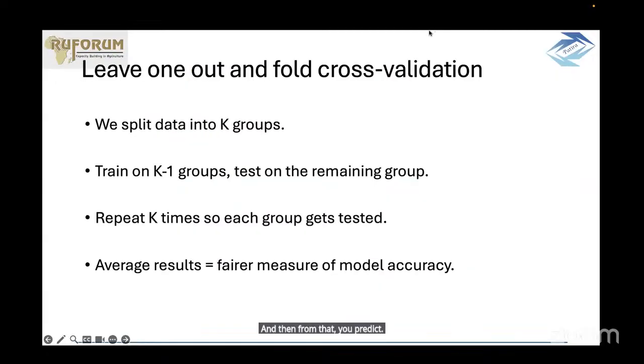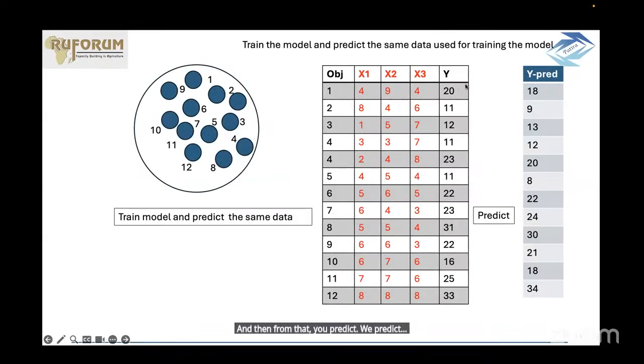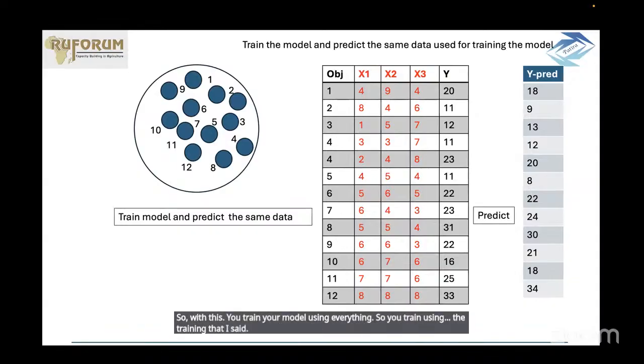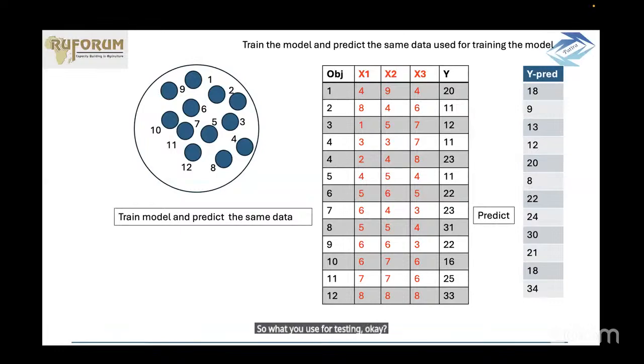You predict each of them. So the y is our original. After training, the model predicted 20 to be 18, 11 to be 9, 12 to be 13, and so forth. So with this, you train your model using everything. So you train using the training data sets, and that is what you use for testing, okay?